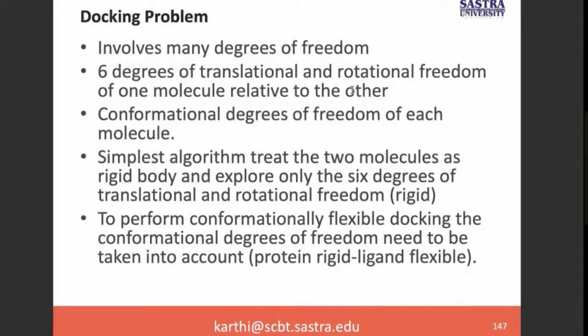Okay, let me summarize that. Rigid body docking is three translational and three rotational degrees of freedom for the protein molecule and the ligand molecule. Flexible docking is three degrees of freedom for rotation and three for translation, along with that many conformational flexibility degrees of freedom.